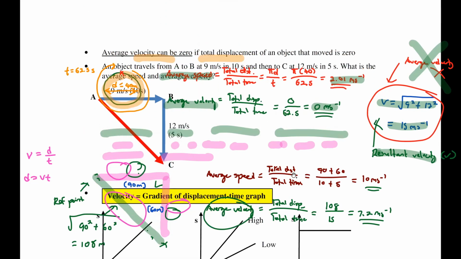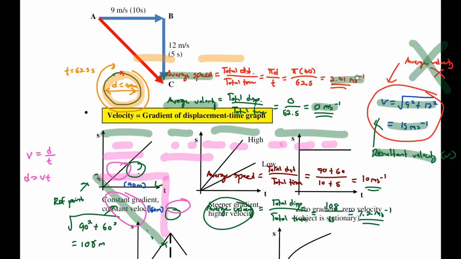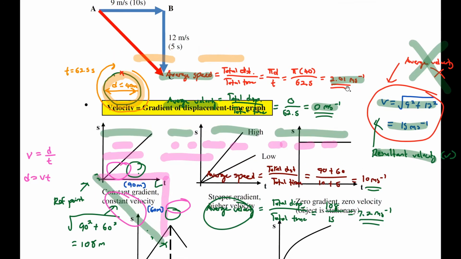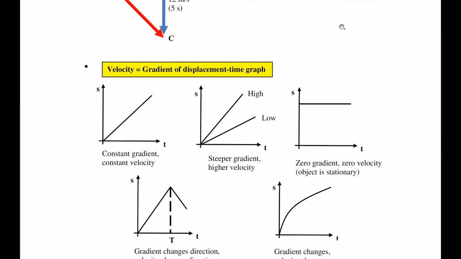And then when you're talking about velocity, velocity is usually the gradient of your displacement time graph. There are a few graphs that are shown here. So let me just clear this off. If you have constant gradient, you have constant velocity. If your gradient becomes steeper from here to here, from low gradient to high gradient, you have higher velocity. If you have zero gradient, you have zero velocity.